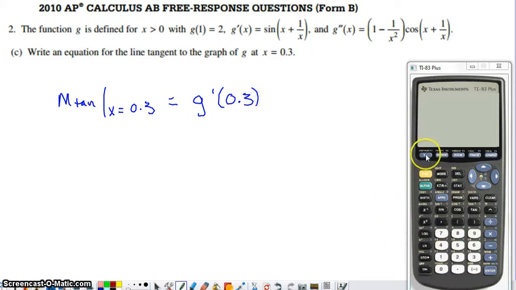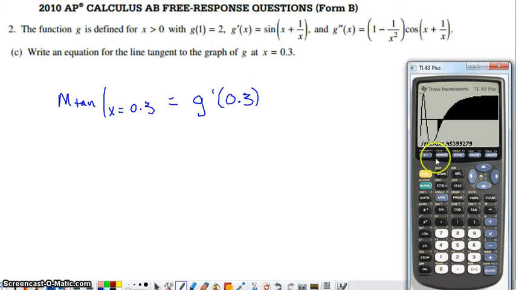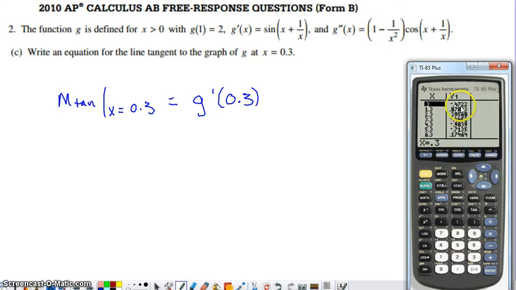And if I wanted to evaluate this derivative at that x, I already have my g prime function graph from part A. If I start my table at 0.3, when I look at this table, this y value right here, since I've graphed y1 as g prime, this is really the value of g prime when x is 0.3. So I know the slope of my tangent line is going to be negative 0.472. I could have found that by using the value feature from the calculate menu as well.